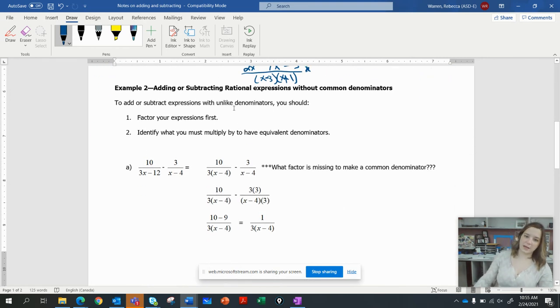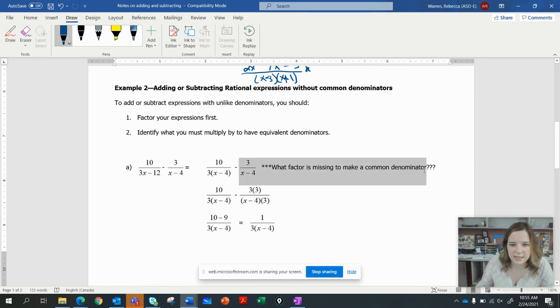So then we come down and we look at ones when they don't have a common denominator. So the first thing you're going to want to do is factor your expression. So you look at the example, it's already all worked out, so I won't go over this too much. I do want to point out this question because that's kind of key. What factor is missing to make the common denominator? That's sort of what you always want to be asking yourself.